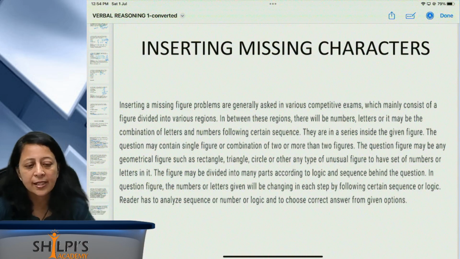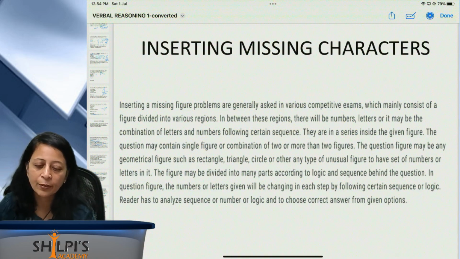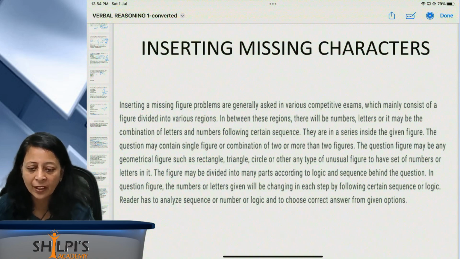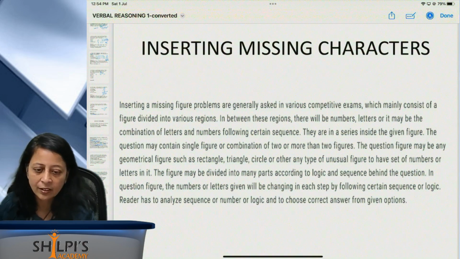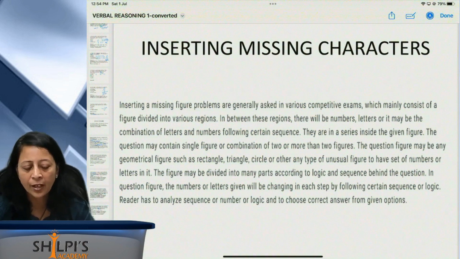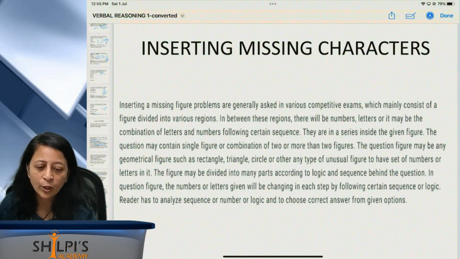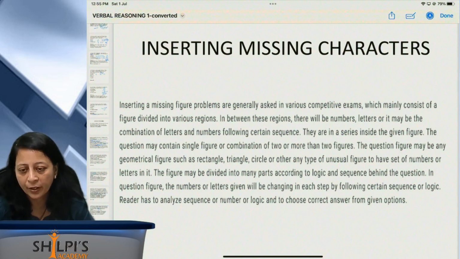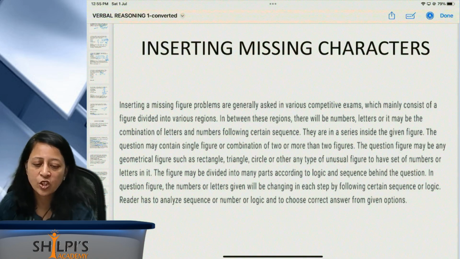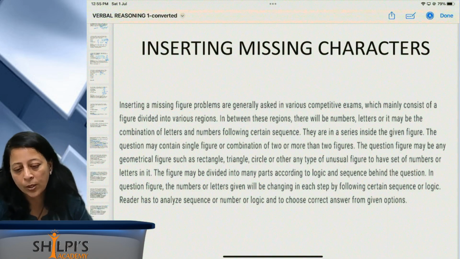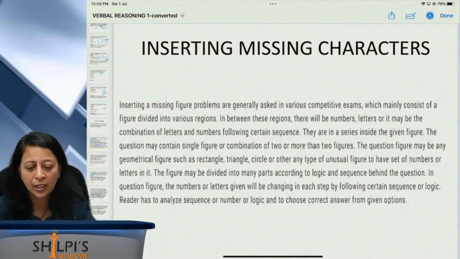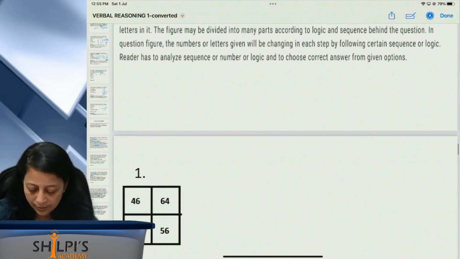In the series inside the given figure, the question may contain a single figure or a combination of 2 or more figures. The question figure may be any geometrical figure such as a rectangle, triangle, circle, or any other type of unusual figure to have a set of numbers or letters in it. The figure may be divided into many parts according to the logic and the sequence behind the question. In the question figure, the numbers or letters given will be changing in each step by following a certain sequence or logic. The reader has to analyze the sequence or the logic and choose the correct answer from the given options.